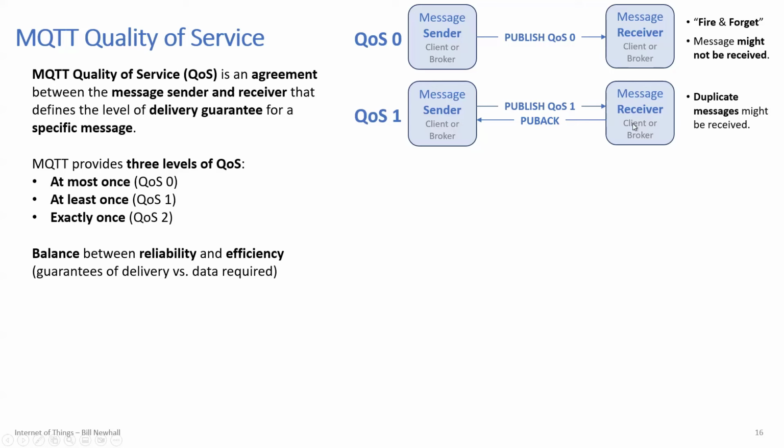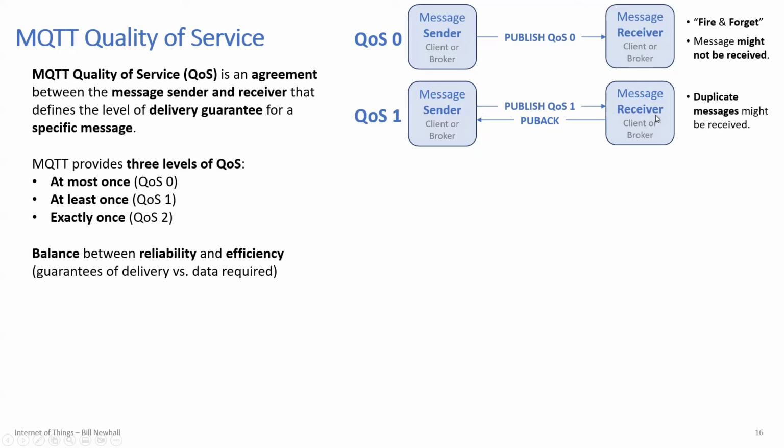But duplicate messages might be received. For example, if the message sender sends publish with QoS 1, the receiver receives that, it sends back an ACK, a PUBACK, and let's suppose the sender misses that PUBACK for some reason. Then the sender thinks, oh, the receiver didn't receive my message, so it's going to send the publish message again. So you might receive duplicate messages using QoS 1.